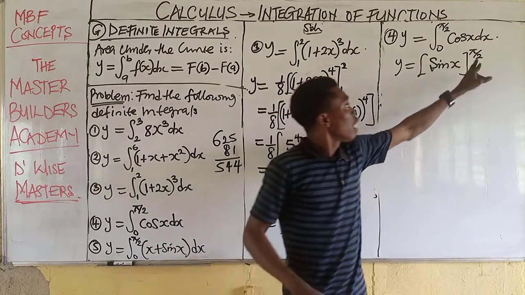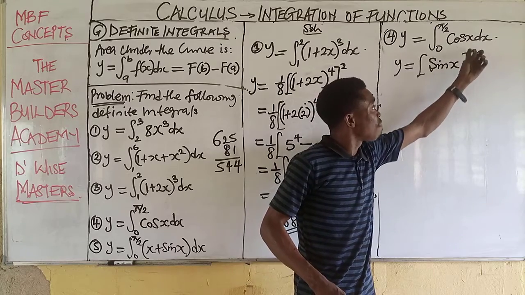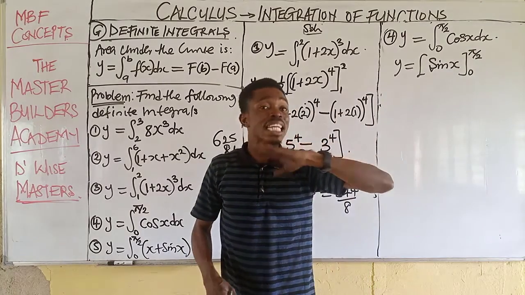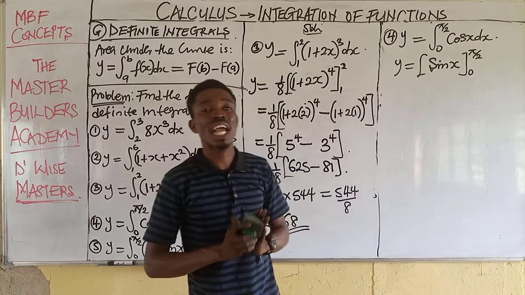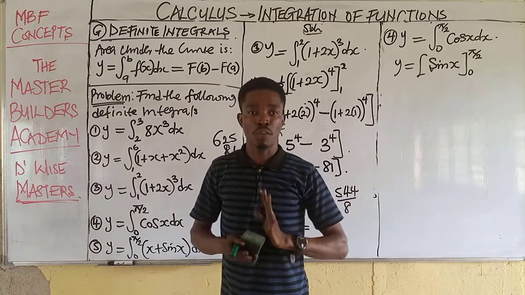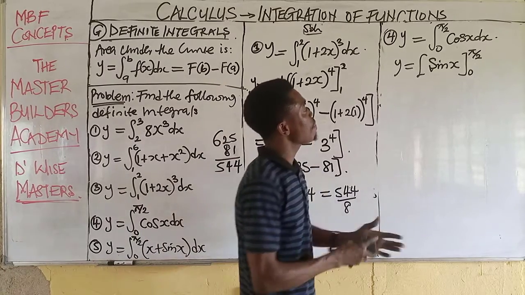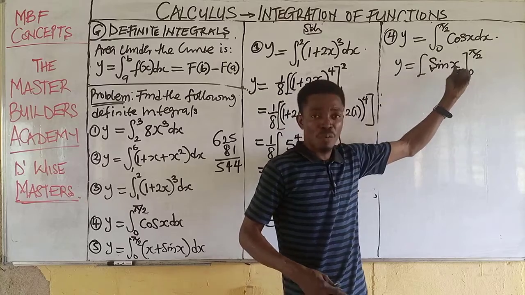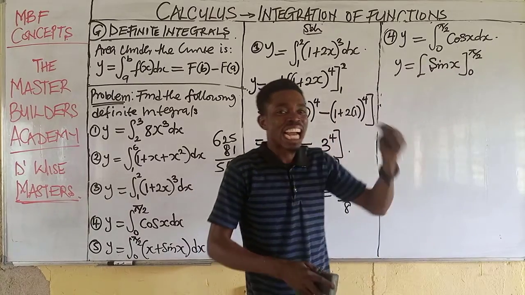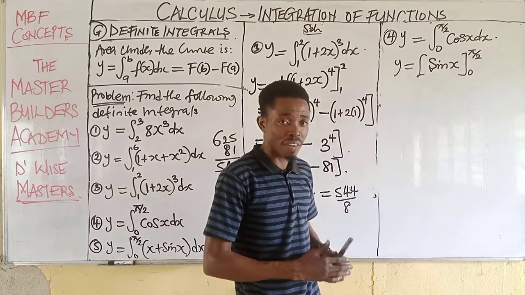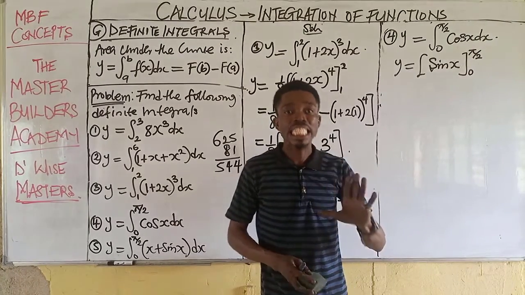So now, when the value of x is an angle, it is different from when you have a polynomial function. Therefore, anytime the value of x is in pi and x is an angle, you must convert to degrees.